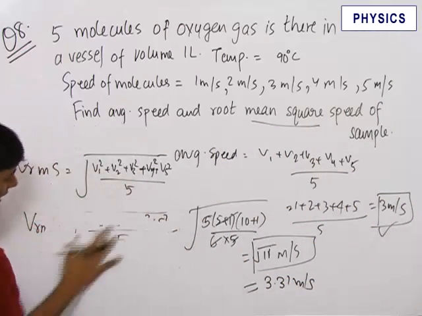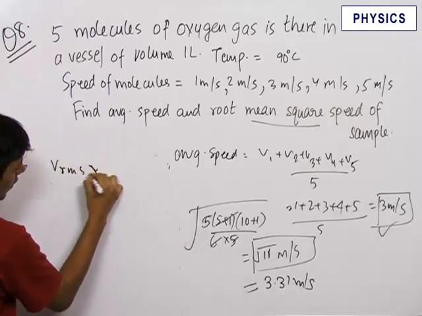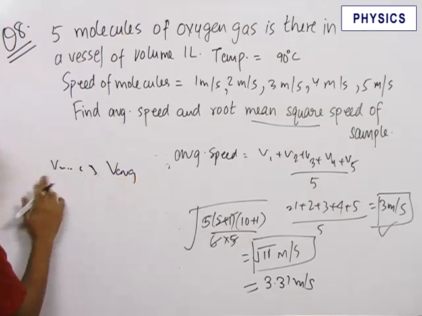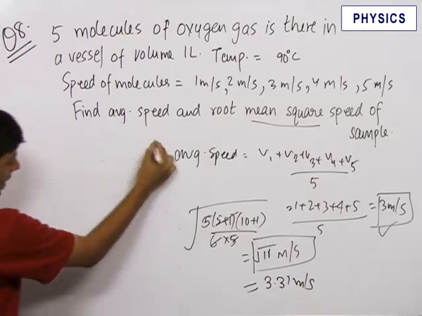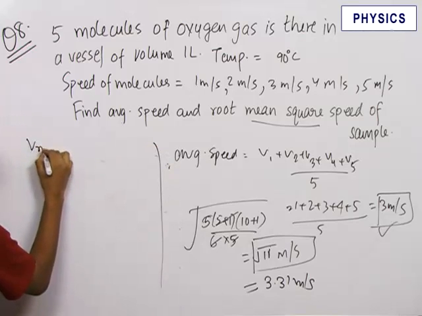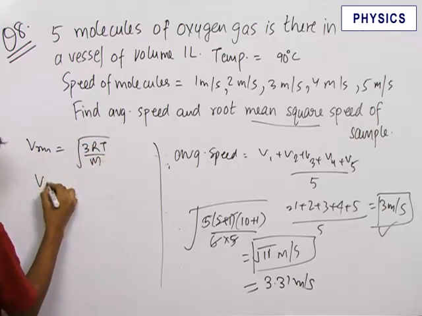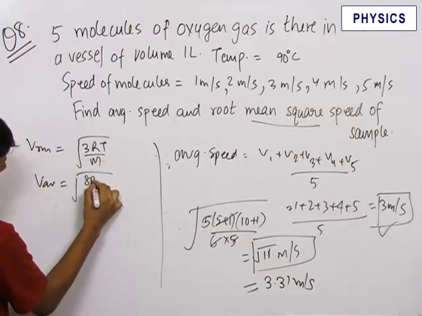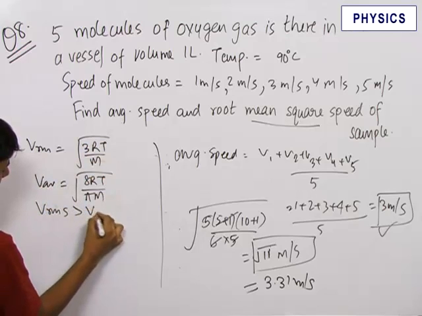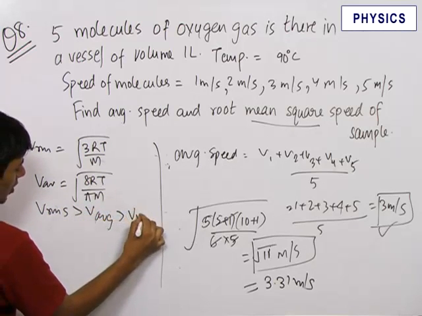One thing to note here is that Vrms is greater than V average. It is coming out like this. This is also true in KTG. By the formula also you can see, Vrms is equal to root over 3RT upon M, V average is equal to root over 8RT upon pi M. Even in this case, Vrms is greater than V average, and this is greater than V most probable speed.